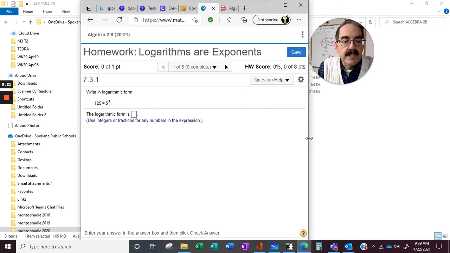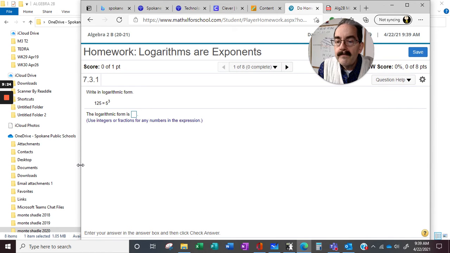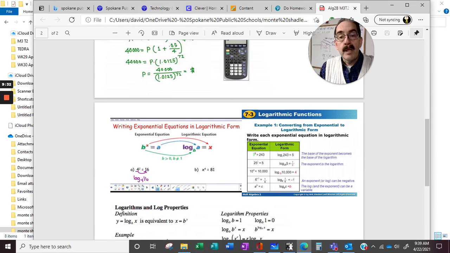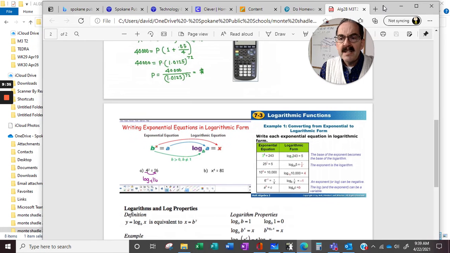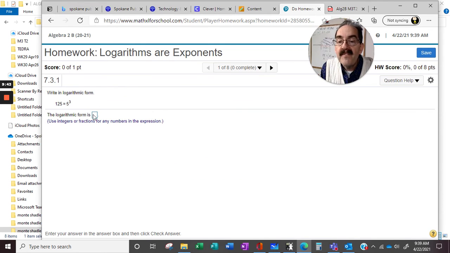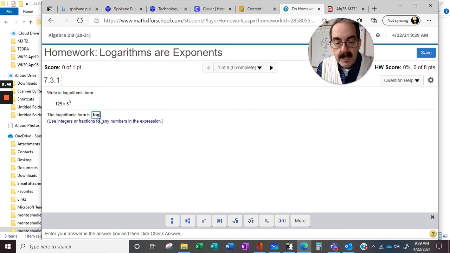So, shrink this down just so you can see it a little bit better. 125 equals 5 to the third. We translate that, remember, using our cheat sheet. Okay, log base b of a, log base 5. So now we're going to type in log. Then we got to go down here and find subscript, log base 5 of, I use the arrow key, of 125 is equal to 3.